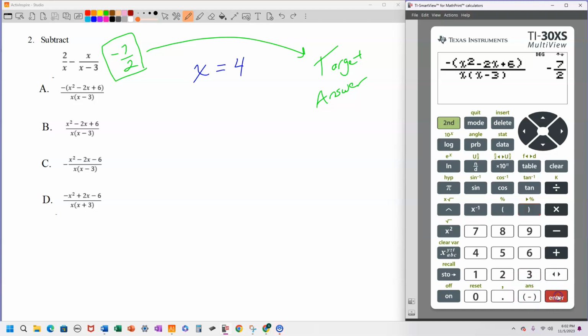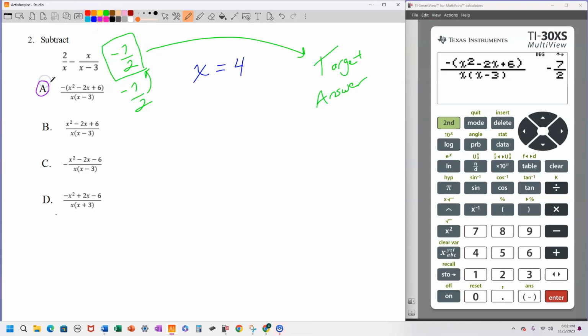Hit enter. Hey, check it out. It came out the same. Yay. Thank goodness. Now I don't have to punch in the other one. So this came out to be negative 7/2 as well for A. It matched up with our target answer. I'm done. And A answer.